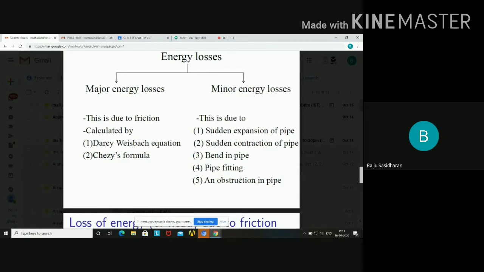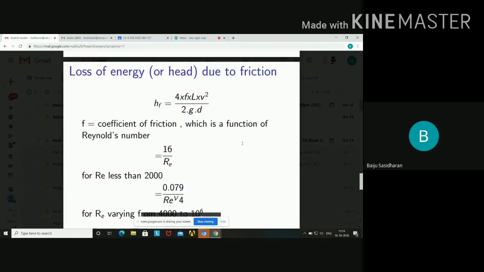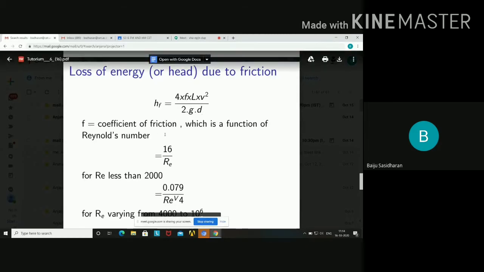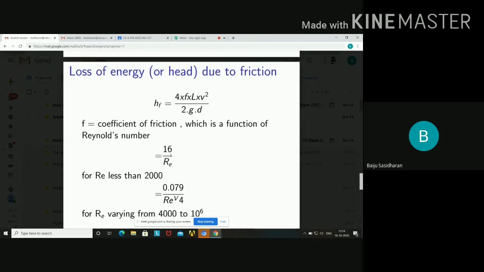So these are normally seen in any pipe connections. Next, our attempt is to find an expression for Chezy's formula. The loss of energy or head due to friction from the Darcy-Weisbach equation, hf is equal to 4fLV squared by 2gD, where f is the coefficient of friction, which is a function of Reynolds number, and which is equal to 16 by Re. This is for Reynolds number less than 2000.